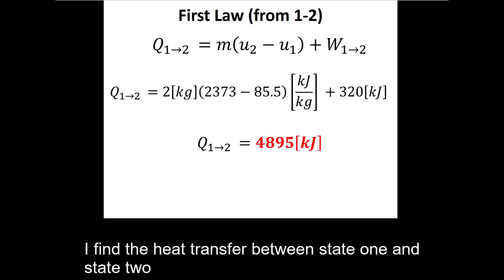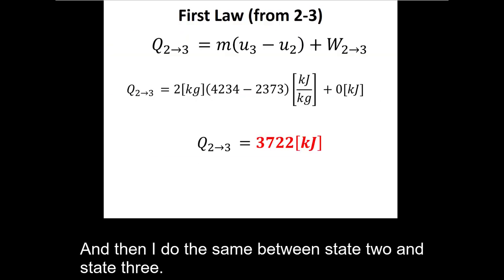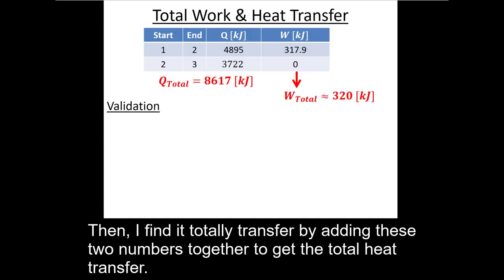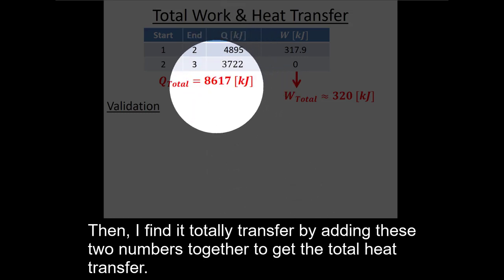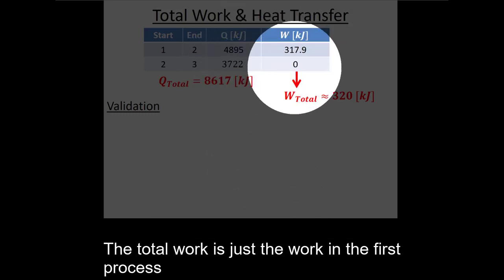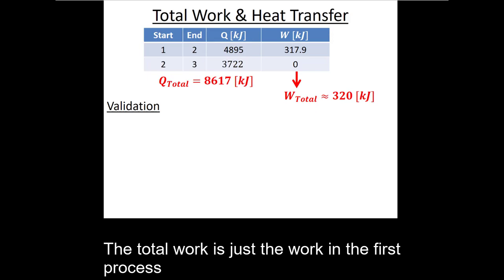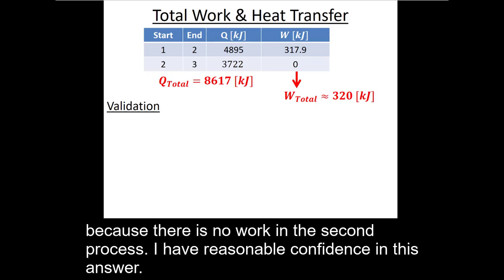I find the heat transfer between state 1 and state 2, and then I do the same between state 2 and state 3. Then I find the total heat transfer by adding these 2 numbers together to get the total heat transfer. The total work is just the work in the first process because there is no work in the second process. I have reasonable confidence in this answer.